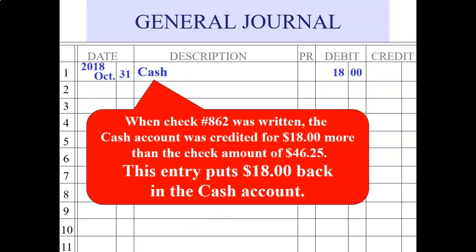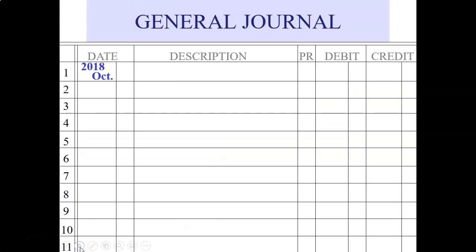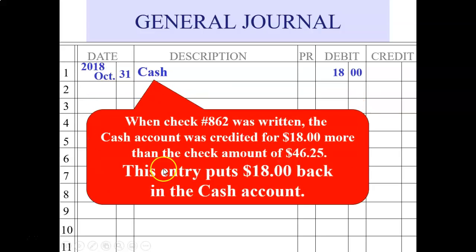Okay, now the first one was this error, and it's an addition. So I automatically know I'm going to debit cash for this $18, and I just have to figure out what the credit is. Okay, so here I'm debiting cash for the $18. Now I have to figure out, well, what am I going to credit?